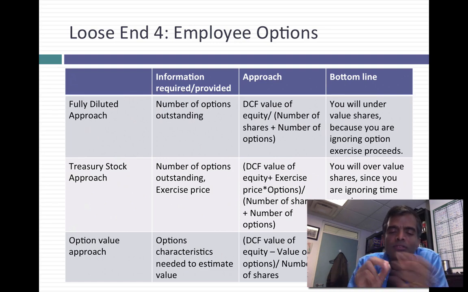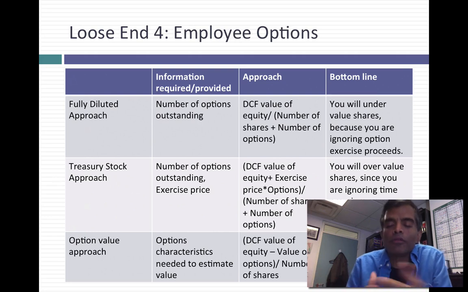If you have the exercise price of the options, you can at least refine your estimate by adding the exercise proceeds to the numerator and dividing by the total number of shares. That's the treasury stock approach. I think it's still a bad way because you're ignoring the time premium on the options. In this case, you're going to overvalue the options.